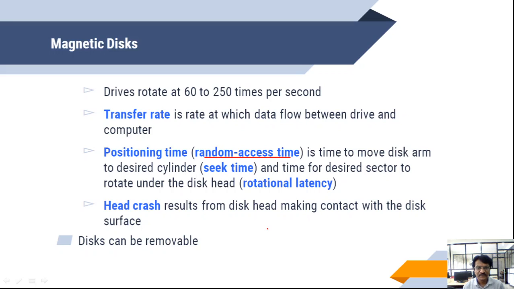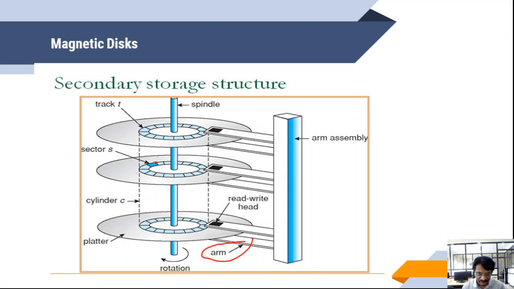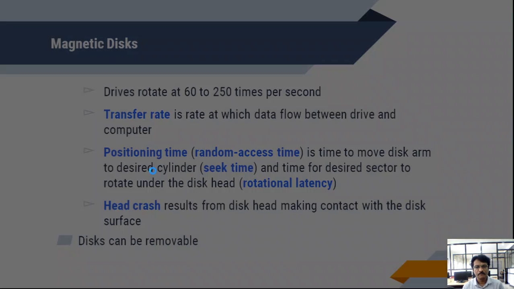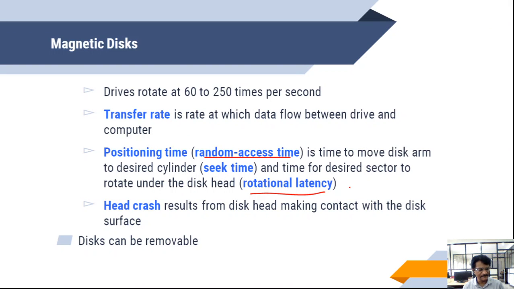Fine. Now, the time for the desired sector to rotate under the disk head is known as rotational latency. Latency is the time necessary for a particular sector to rotate to the disk head. For example, this is a sector. For this particular head to reach this sector, that forms the latency. So that is rotational latency.